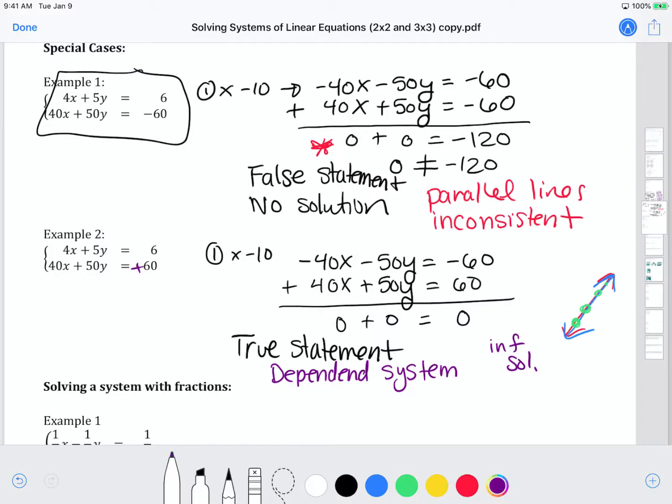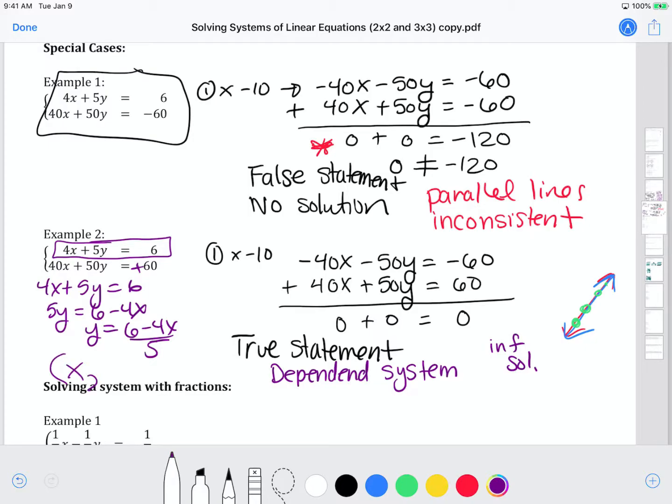Now, if I want to write out a way to list all those points, then I would solve for y. It doesn't matter which one you would solve for. I'm going to pick the 4x plus 5y is equal to 6, and I'm going to solve this for y. So I'm going to subtract 4x from both sides, and then divide by 5. So I have 6 minus 4x over 5. So I would write the list of all ordered pairs that work for these two lines as x, and then y is 6 minus 4x over 5.